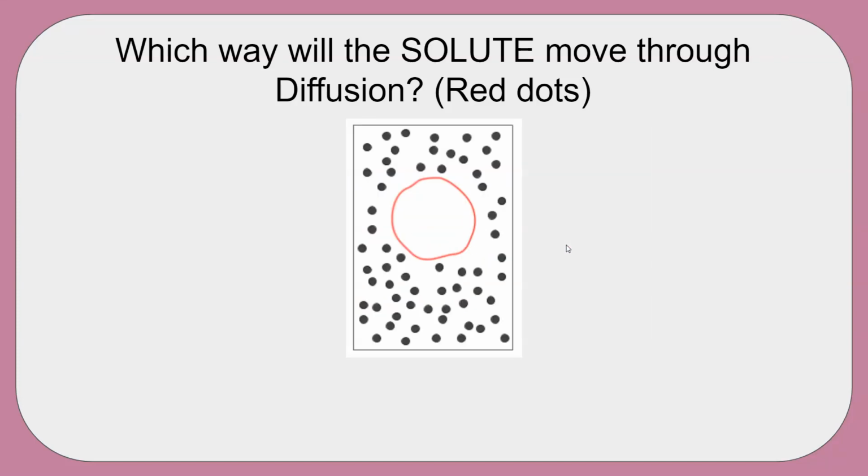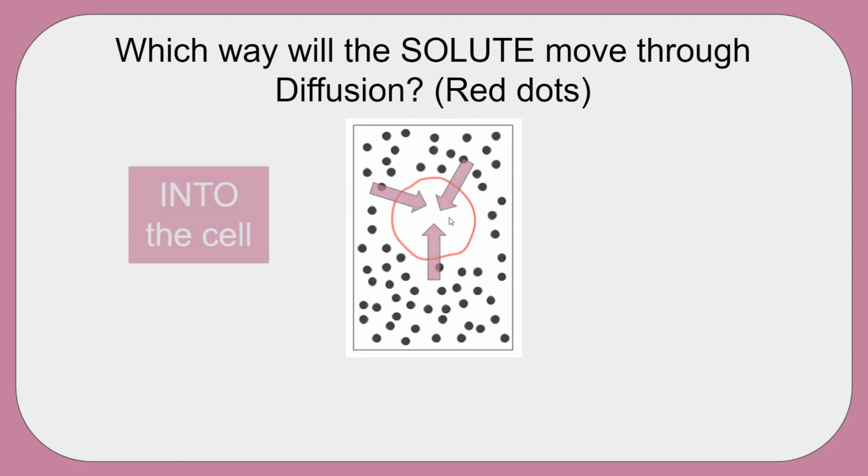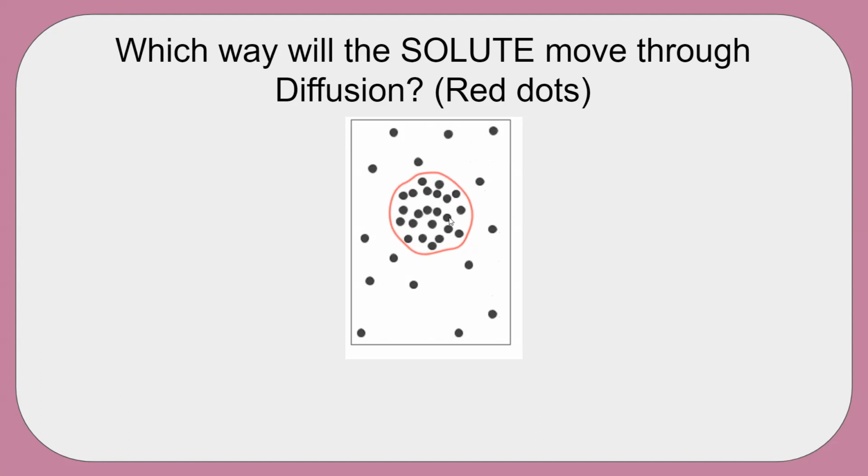In this image, which way will the solute move through diffusion? So again, solute moves from areas of high concentration. So I've got this high concentration to low concentration. And so the solutes are going to go into the cell, high to low through diffusion.